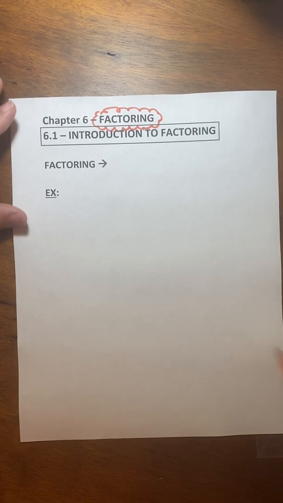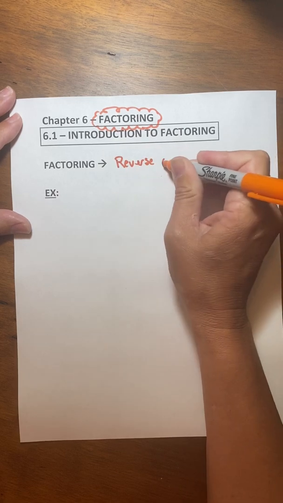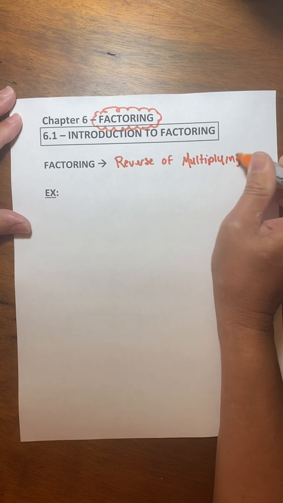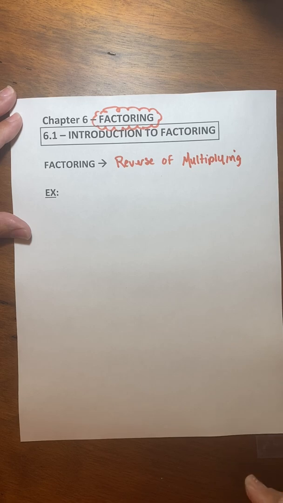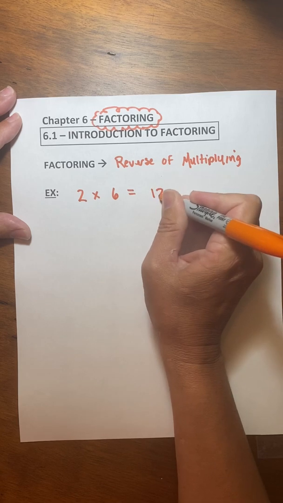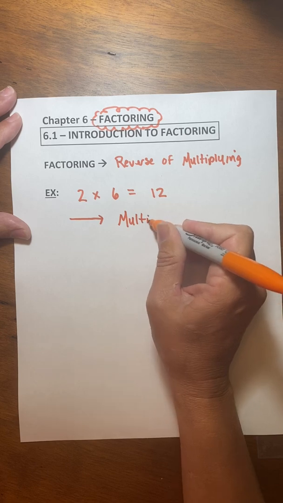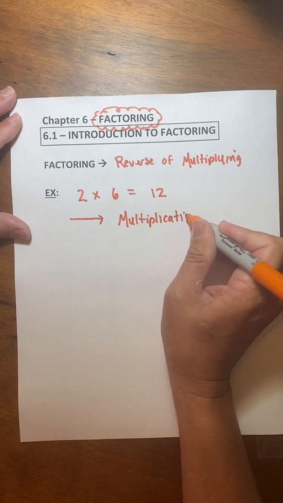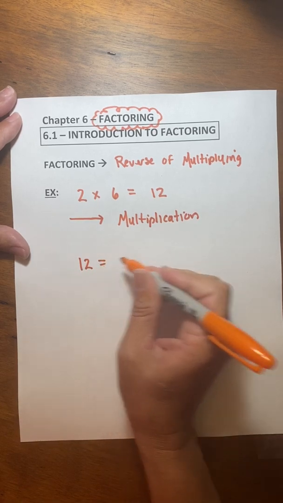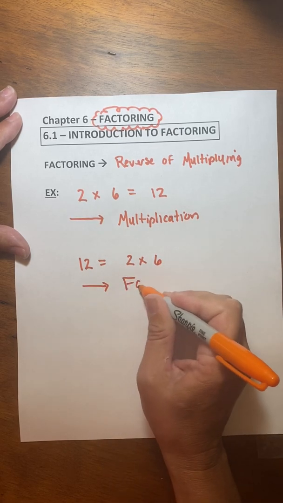All right, what is factoring? Well, factoring is the opposite or the reverse of multiplication. So when we undo our multiplication, we are factoring. What do I mean? Well, we know that 2 times 6 is 12. So what we did when we go in this direction is multiplication. If we go in the other direction, we start with 12 and we break it down into 2 times 6. Going in this direction, it's called factoring.